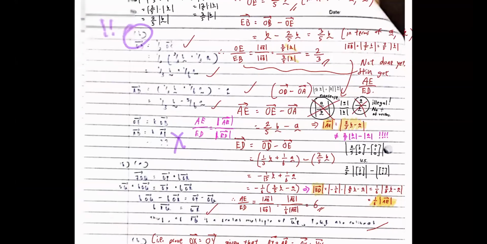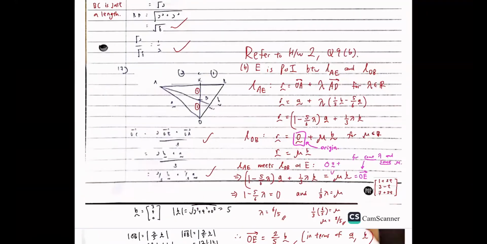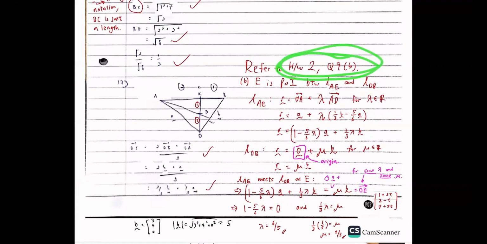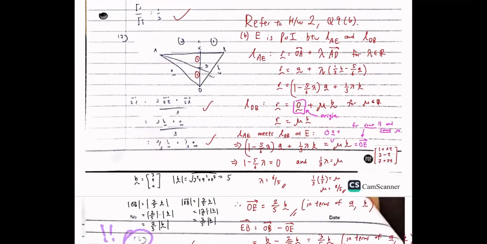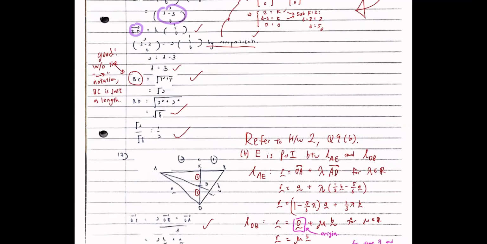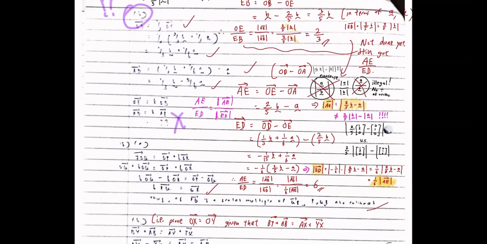Go back and review this question as well as homework 2 question 9B. I think I gave you the solution already. Go and find the PDF; I'm not going to find it for you. Question 9B and the video. Okay, that is question 17. Let's move on.